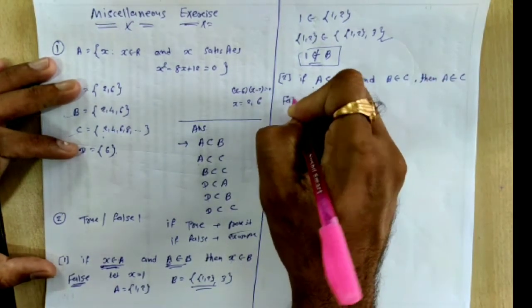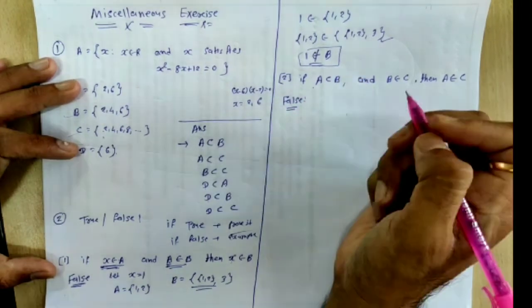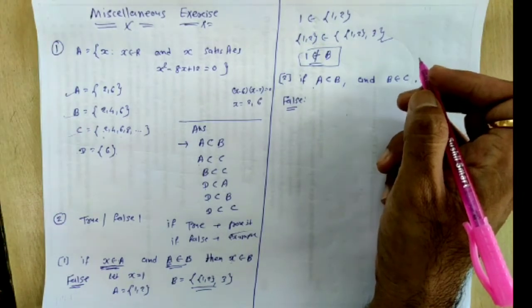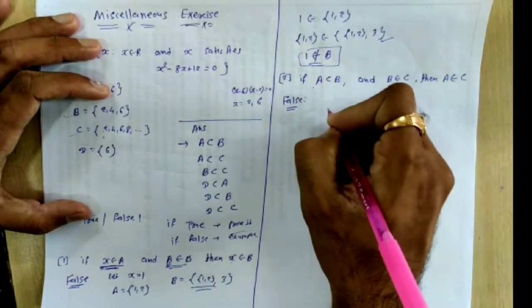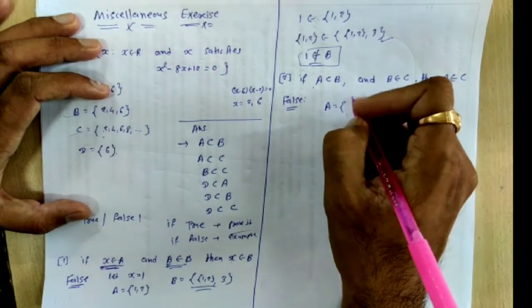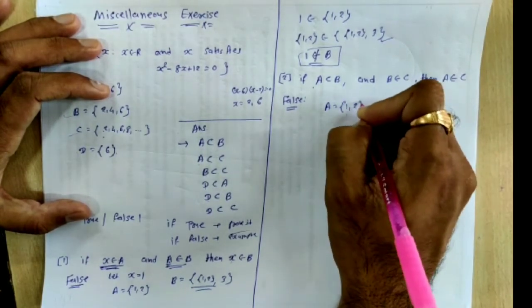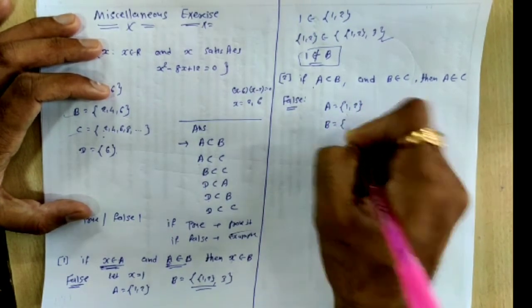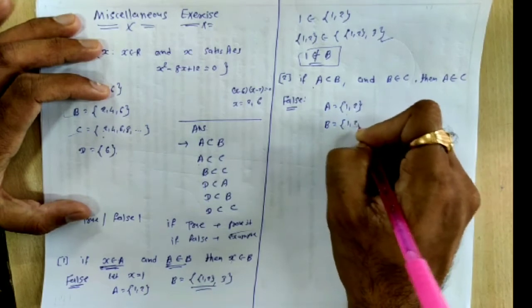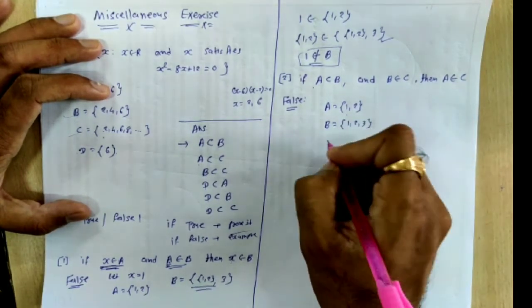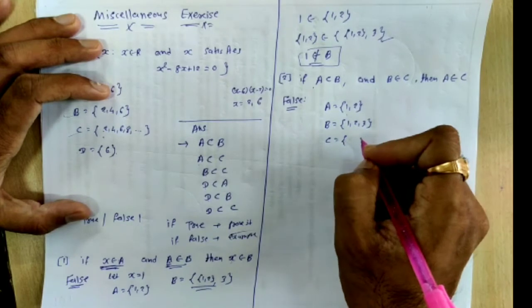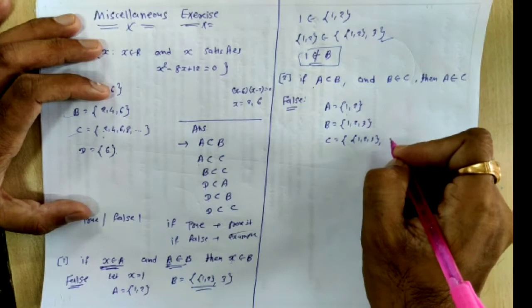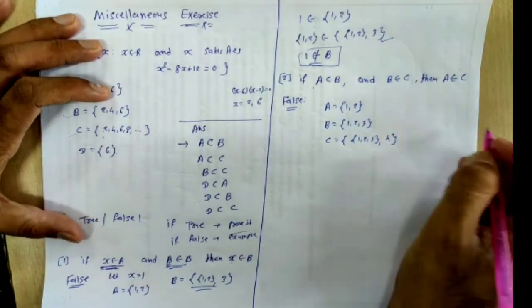So again it's a false statement. How? For that you have to consider set A, set B and set C. So let us now consider set A, for example. You can take any example. Set A equal to the elements 1, 2. Suppose I take set B equal to {1, 2, 3}. And again I am considering one set C which has the elements 1, 2, 3 and 4. Done. So these are three sets.